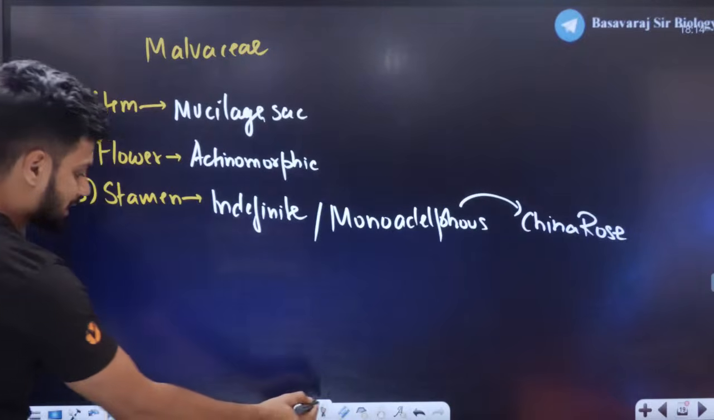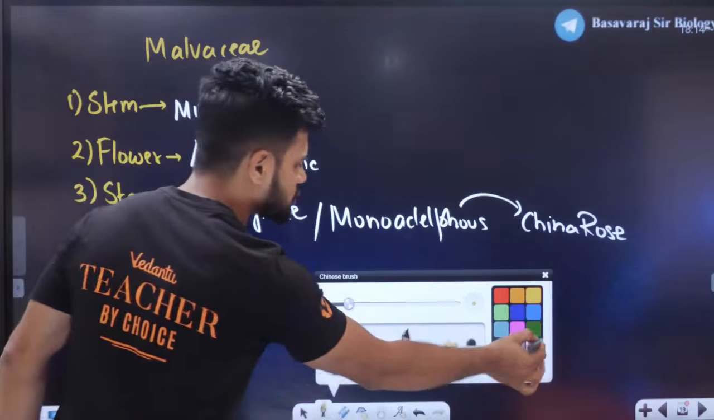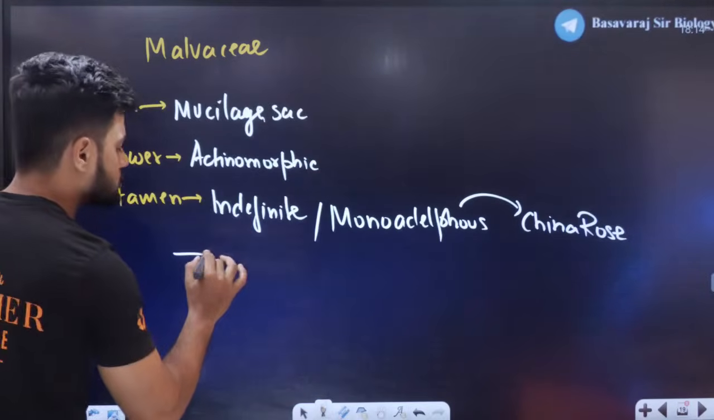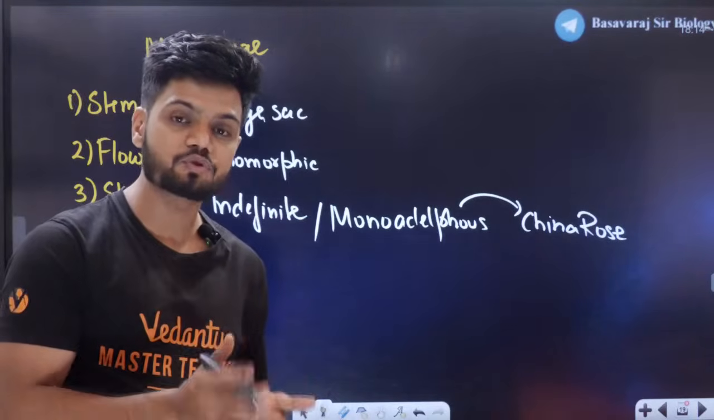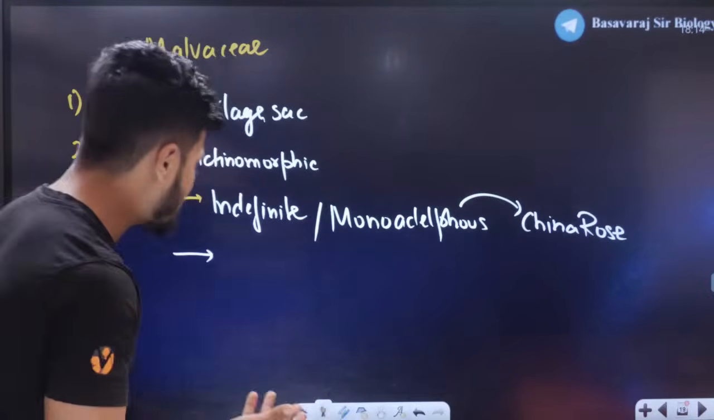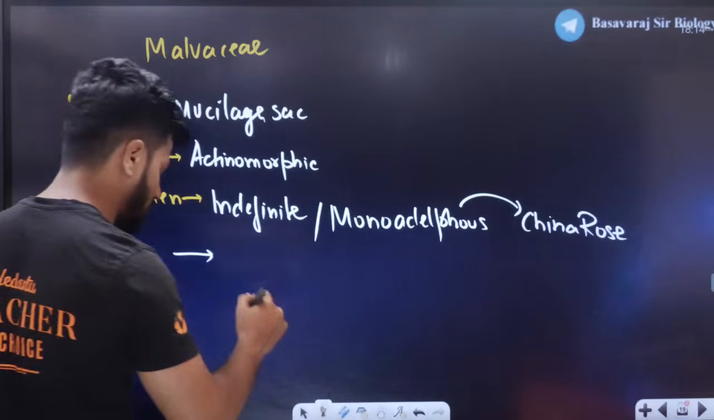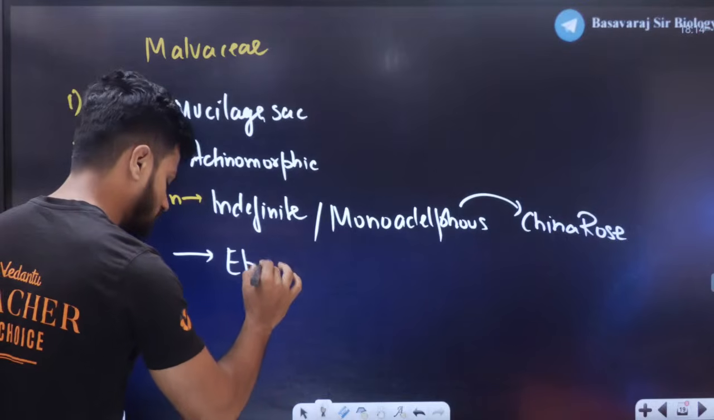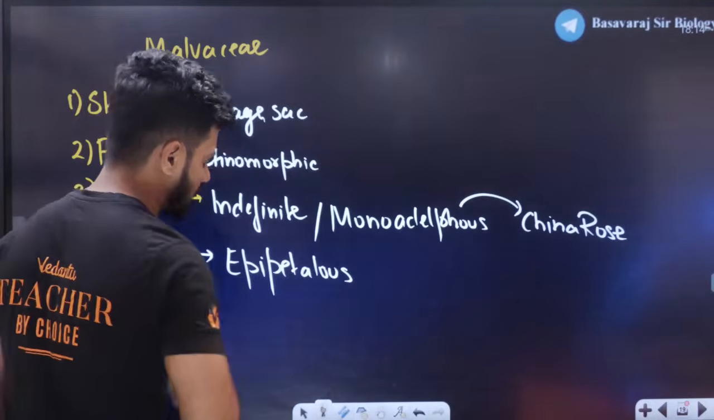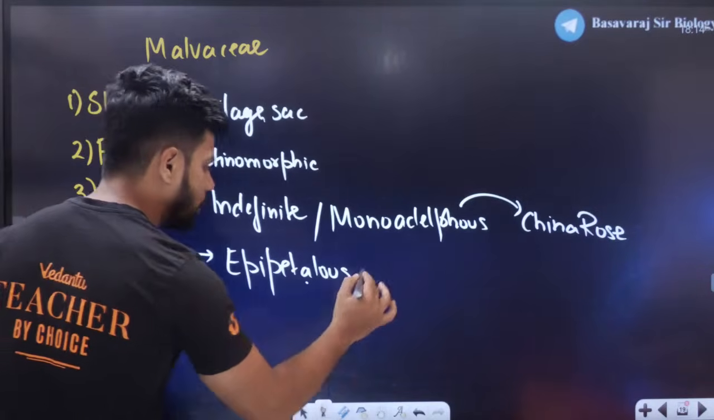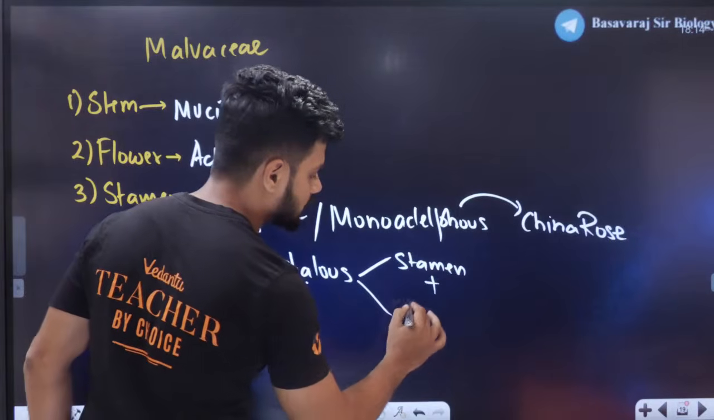Now, students, in the case of your stamen, did we also observe any special condition where something was fused? Stamen and petal were fused here. So can I call it the epipetalous condition? Yes or no? We can find epipetalous condition here. That is basically the stamen fusing with the petal.